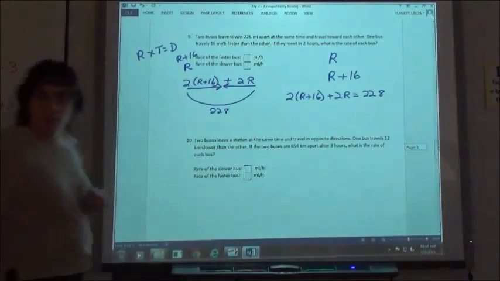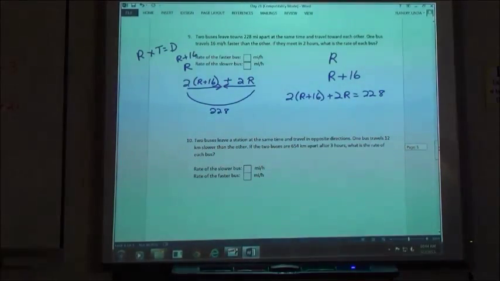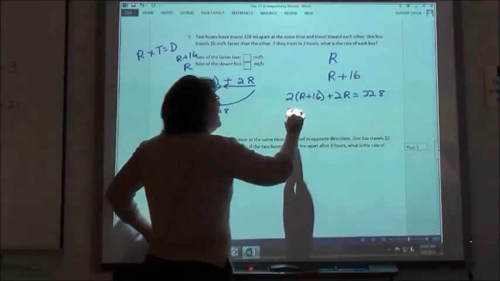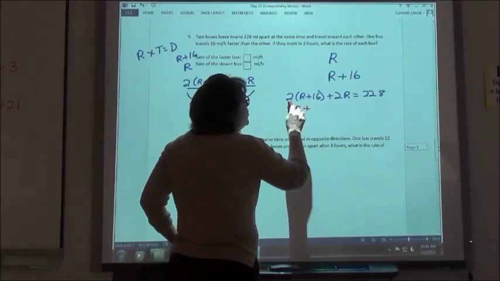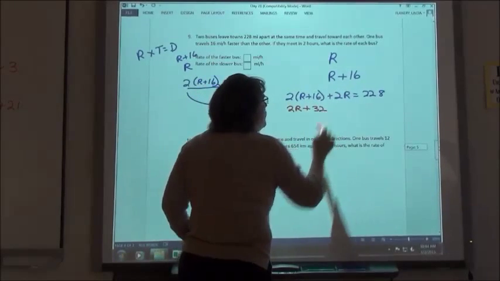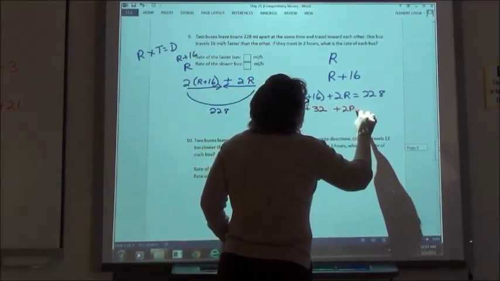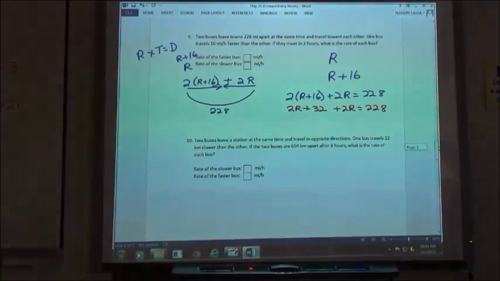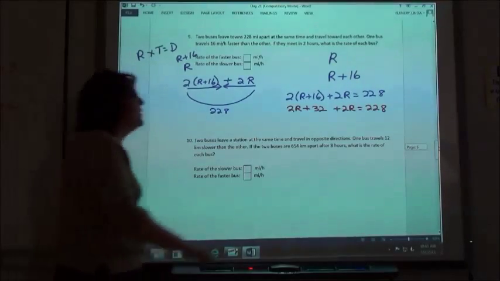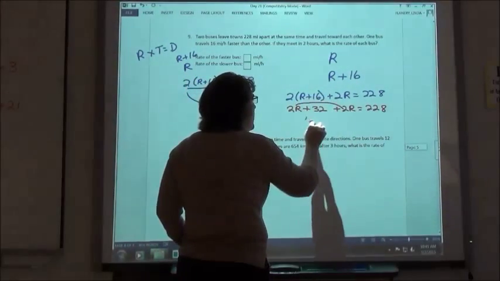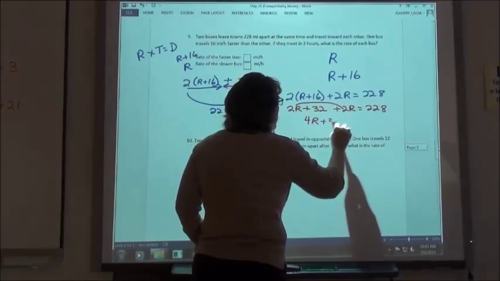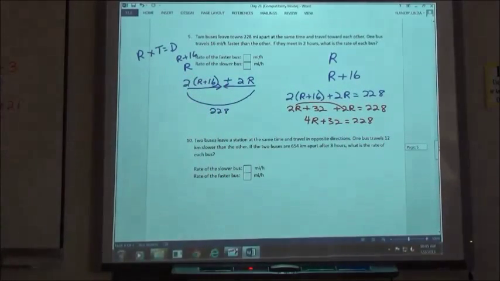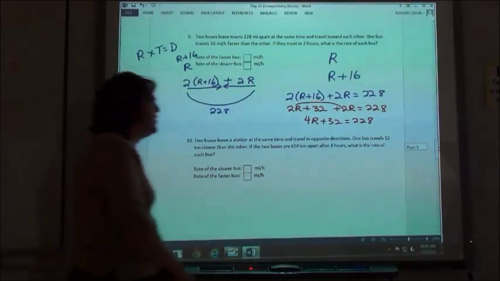And now I have my equation. And I got to go through all the work of solving that. So using my distributive property, 2r plus 2 times 16 would be 32, plus 2r equals 228. Combining my like terms, 2r plus another 2r would be 4r, plus 32 equals 228. To solve that, I got to minus my 32. I'm going to let you do that for me.